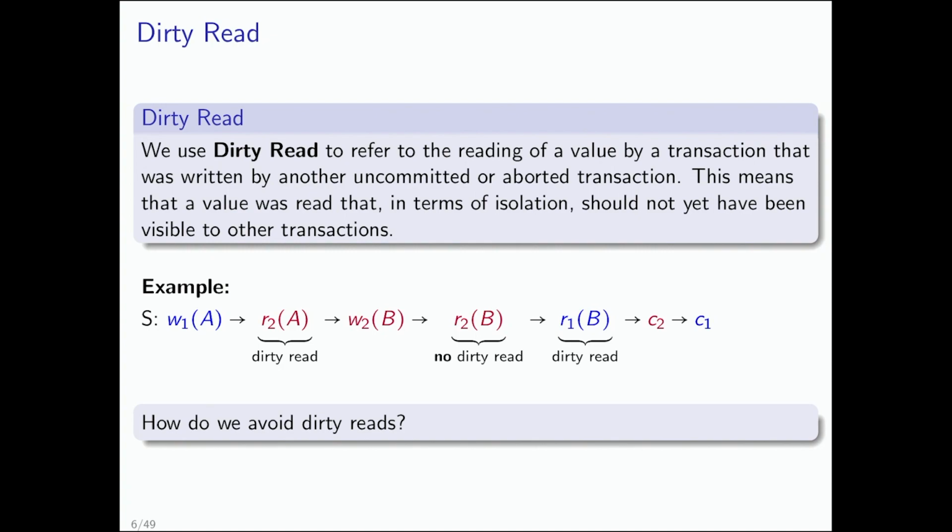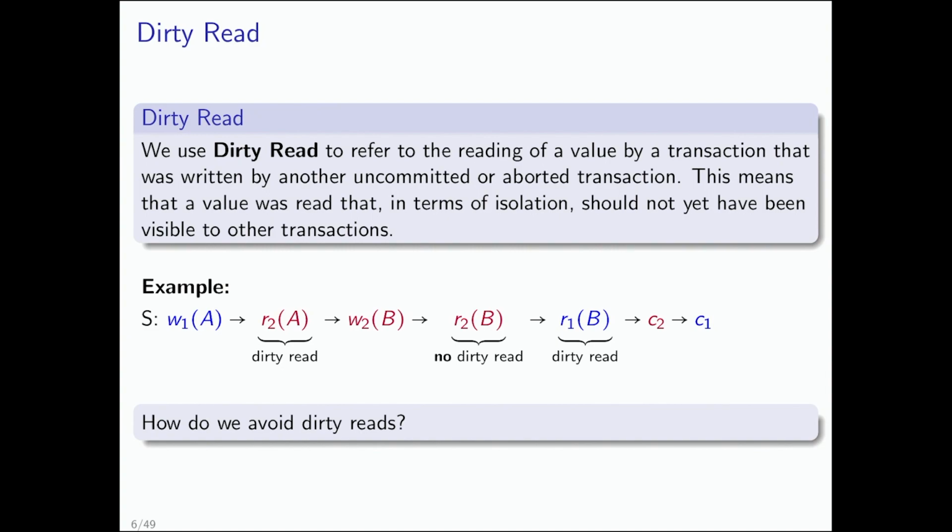There's fixed terminology for these problems, and one is a dirty read. So what is a dirty read? That refers to reading of a value by a transaction that was written by another uncommitted or aborted transaction. In other words, one transaction is seeing what the other transaction is doing, even though that other transaction didn't commit yet. Yeah? Here you see that in that schedule.